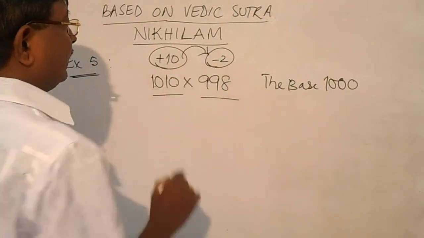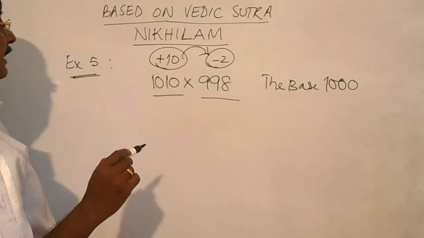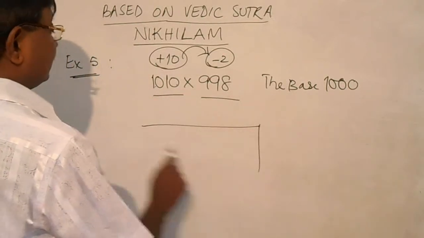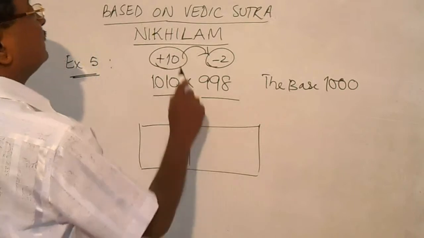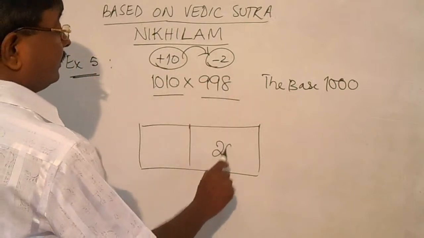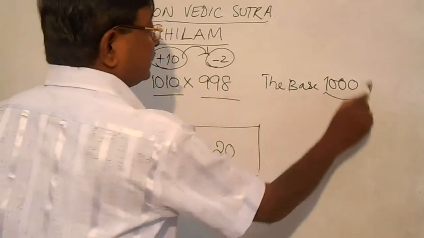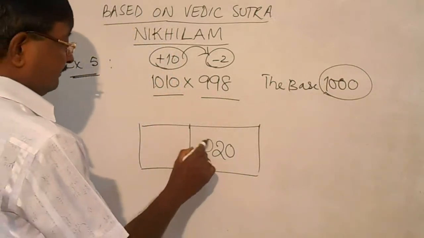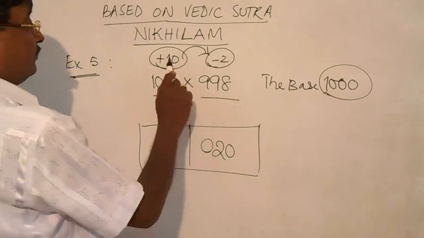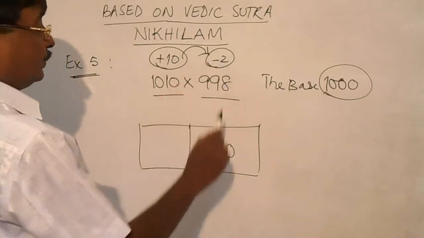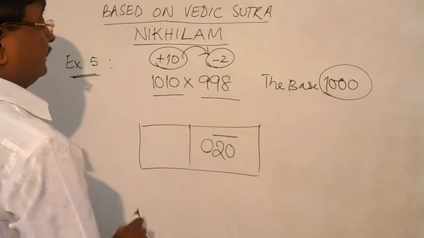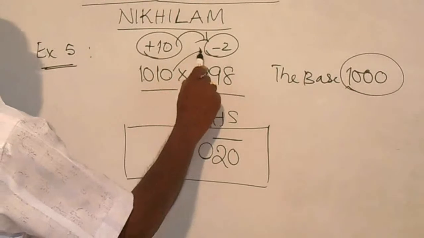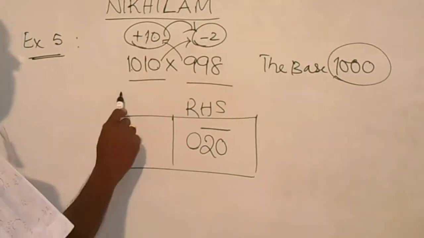We will multiply the bigger one and the lesser one, forming the RHS. 10 twos are 20. But when the nearest base is 1000, I should have 3 digits in the RHS, so I will take 0 in between. But plus 10 times minus 2 is minus 20. So this forms the RHS. For the LHS, I have to perform crosswise.